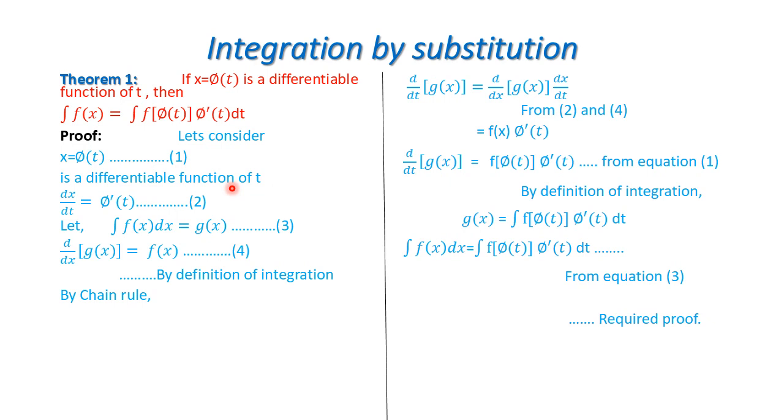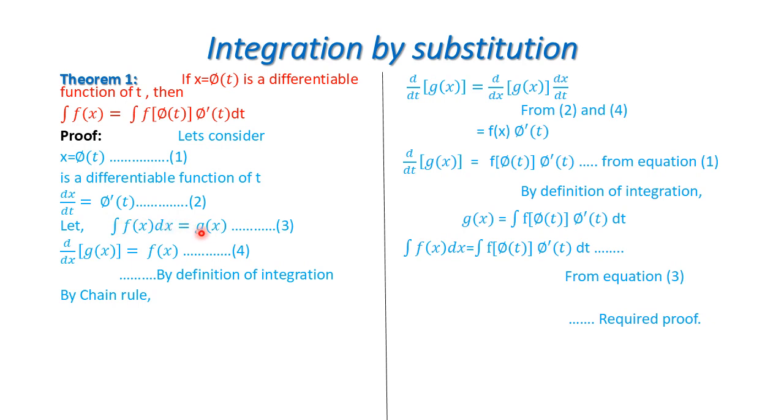x is equal to phi of t is a differentiable function of t. It is given. Differentiable means what? If we differentiate x with respect to t, then its derivative exists. So we have dx by dt is equal to phi dash of t. Let us consider this as equation number 2. Now let the integral of f(x) dx be equal to g of x, and say it is equation number 3.